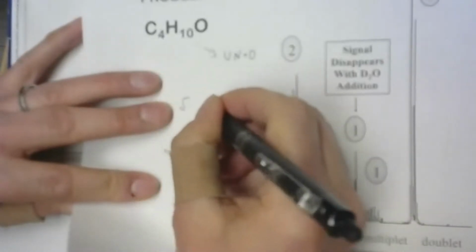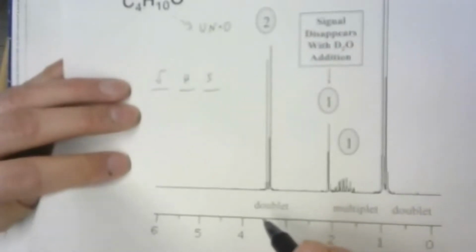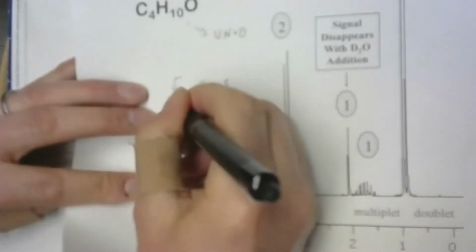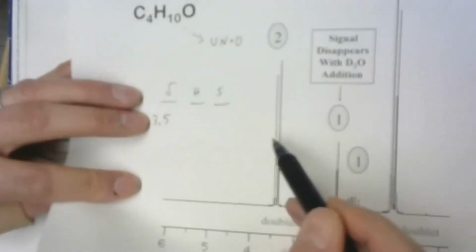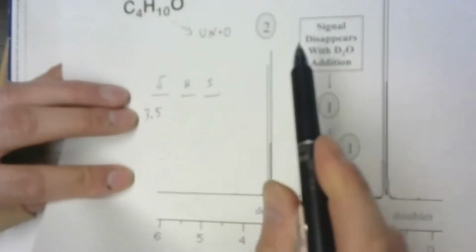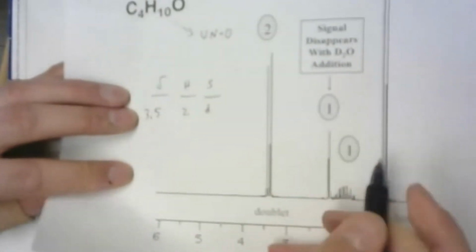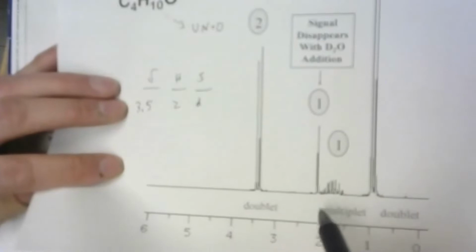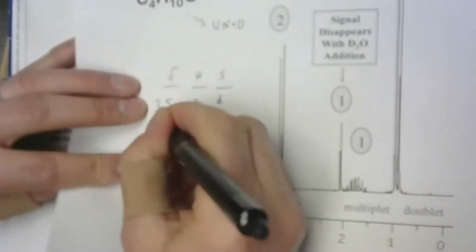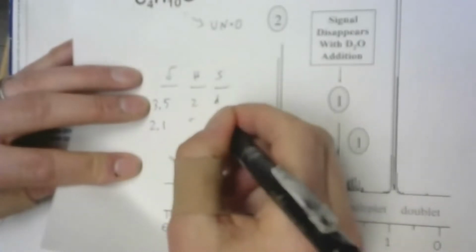Delta, Hs. First one's at 3.5. How many protons, 2 protons? And it's a doublet, yeah? 2 protons, and it's a doublet. Okay, and then we have 2.1, which is a singlet.